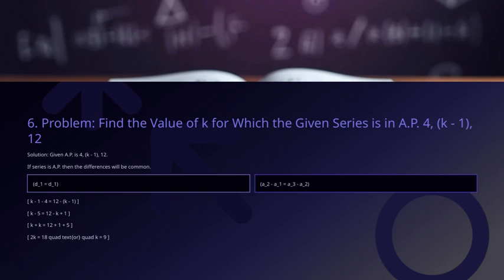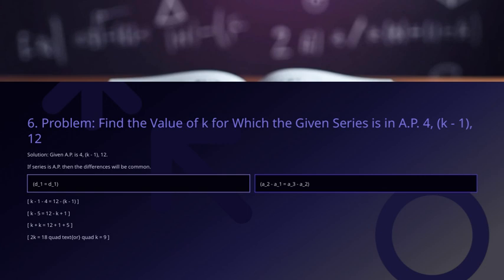Then, there's the equation k minus 5 equals 12 minus (k plus 1), and this simplifies to 2k equals 18 once more. Similarly, the last equation, (k minus 1) minus 4 equals 12 minus (k minus 1), again simplifies to the same result for k. This consistency shows that regardless of how we set up our differences, the value of k that makes the series arithmetic is 9.